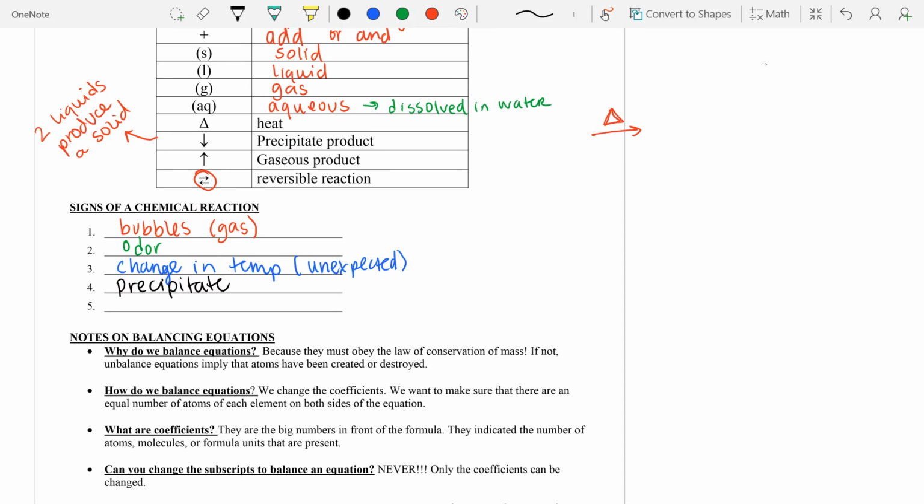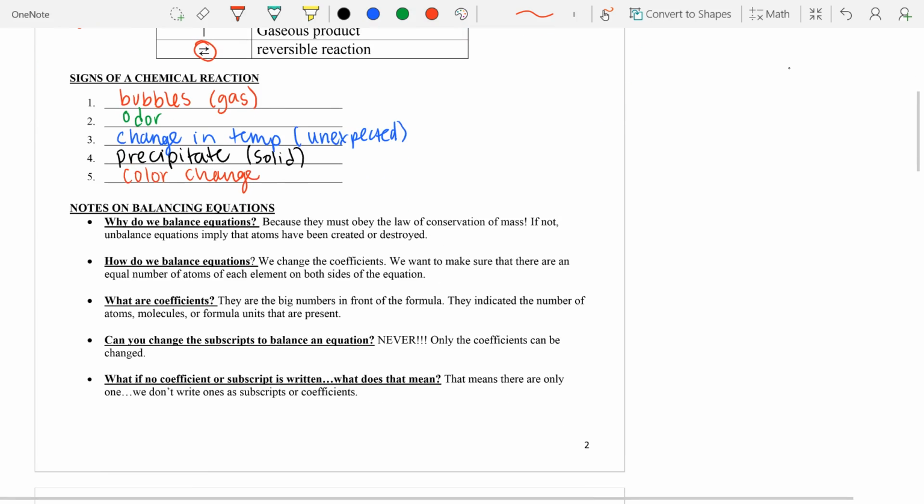So with change in temperature, you can also have a precipitate, which is when a solid is formed. So anytime you have either a gas or solid or things like that. And then the last change is a color change, which is an indicator. So if you have two things that are clear that produce something that's yellow, or you have any sort of color change, that would be an indicator of a chemical reaction. Now, just some quick things about balancing equations.